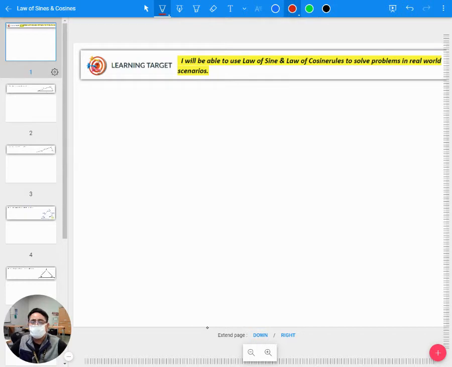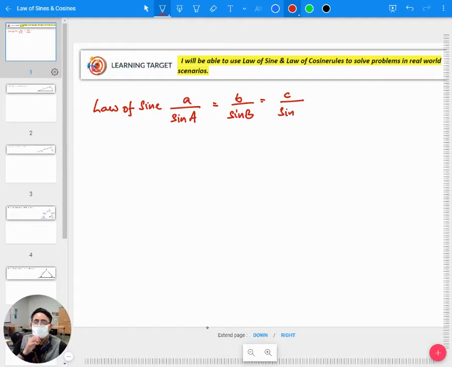What is law of sine? Law of sine is a over sine A equals b over sine B equals c over sine C. In this one, all these lowercase letters represent the sides, whereas the lower part, these represent the angles.